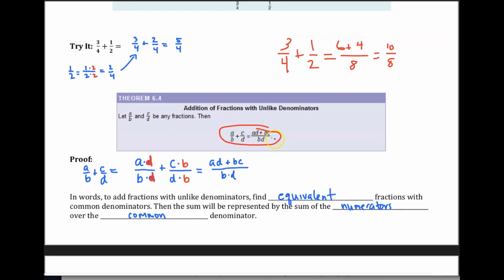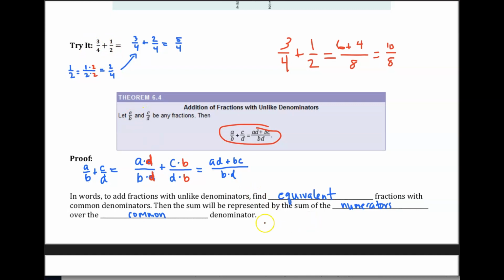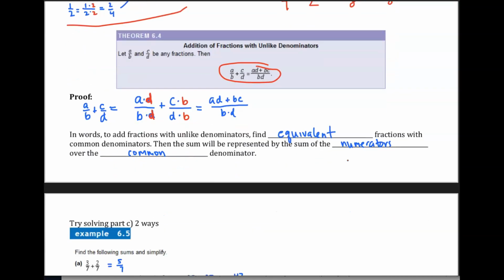So in order to add fractions, you could use this formula here. You just follow the rules. Or as we start to learn, you want to put them so that they have the same, what's called common denominator, right? And so to add fractions with unlike denominators, find equivalent fractions with common denominators, then the sum will be representative of the sum of the numerators over the common denominator, and that's this method here versus the formula. But the formula works all the time. And sometimes in algebra it's good to use the formula instead of finding a common denominator. So you want students to know both ways.